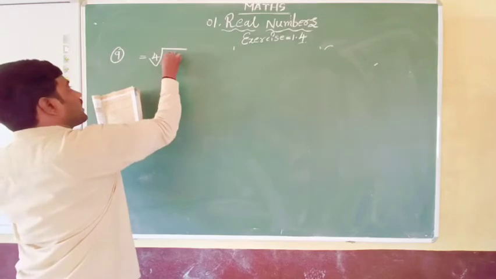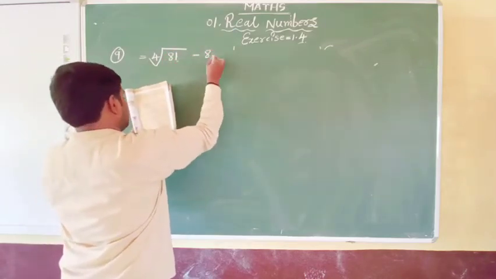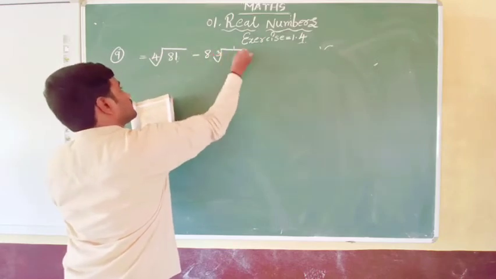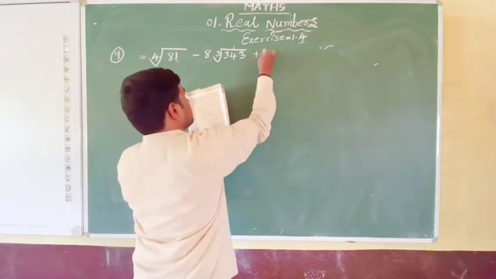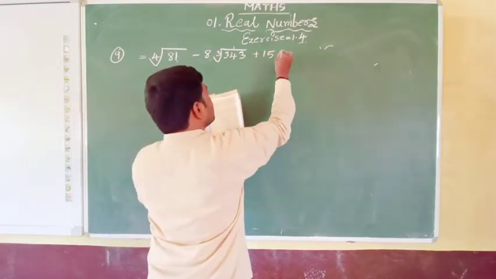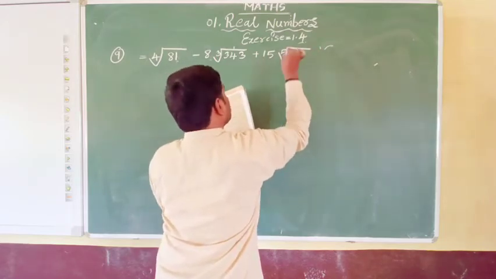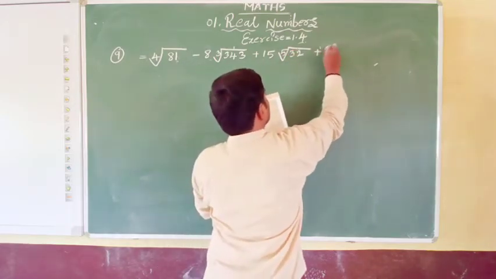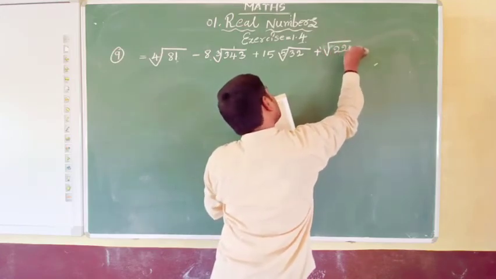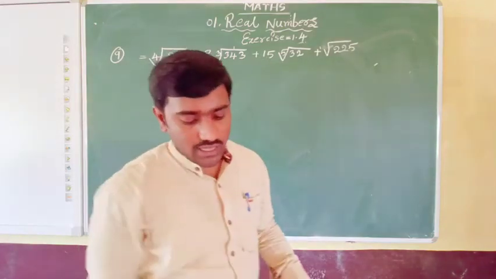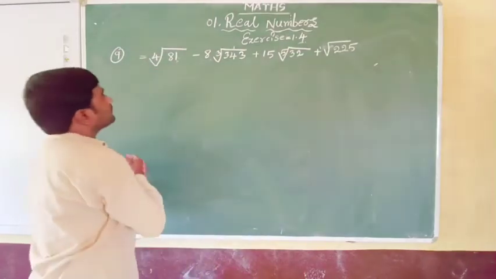4th root of 81 minus 8 into cube root of 343 plus 15 into 5th root of 32 plus square root of 225. This exercise is very important, as I told you before. You people have to practice properly.